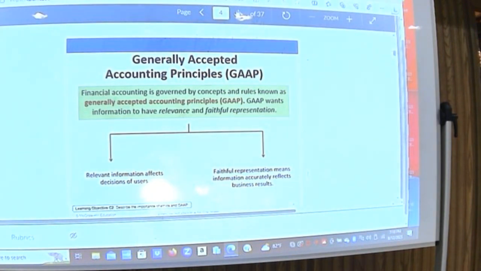This is kind of a nice schematic. Our accounting is governed by rules and concepts, talks about GAAP there. Why do we bother with it? Well, we need to give our accounting information relevance for our users, and GAAP is one way in order to do that. And also, it gives a faithful representation. It tells us that the information in our accounting records really reflects our business results. So it has to do with credibility.